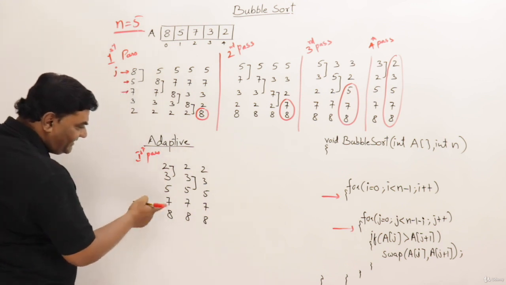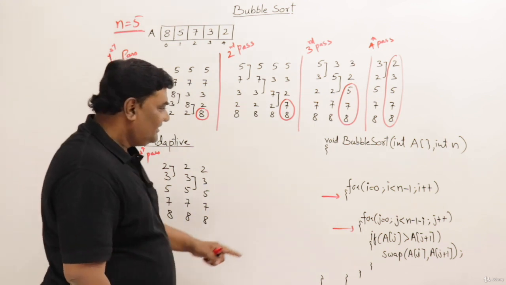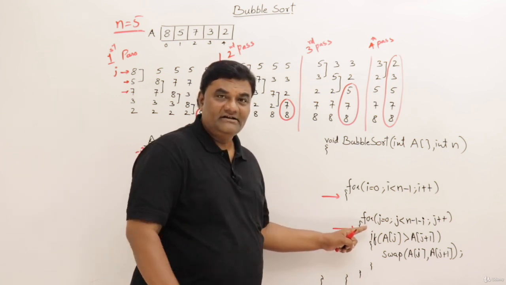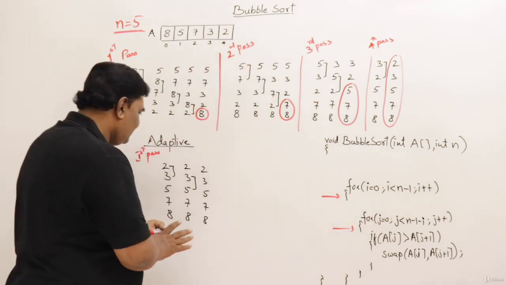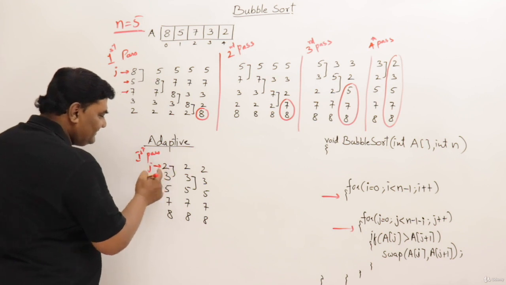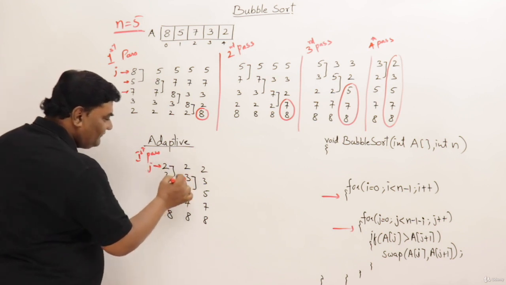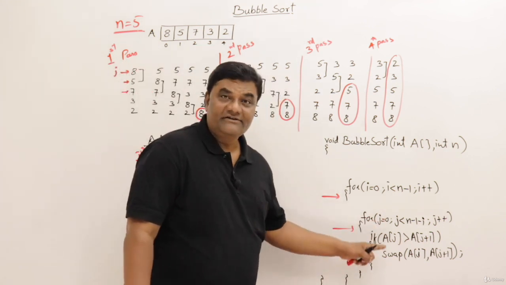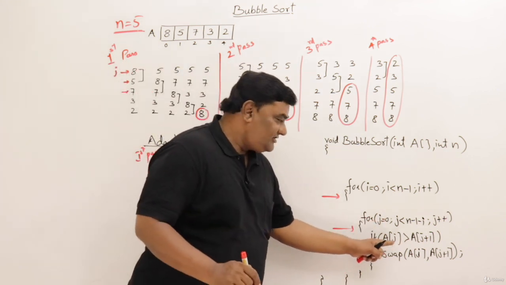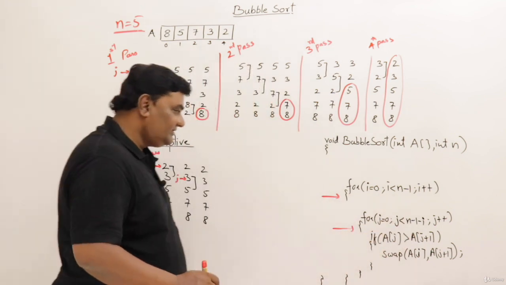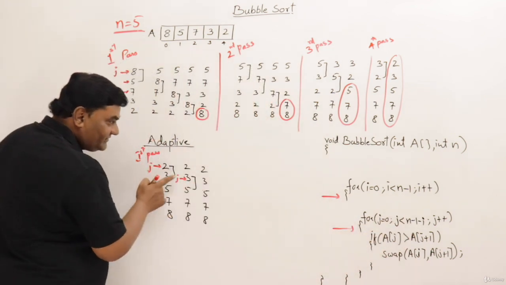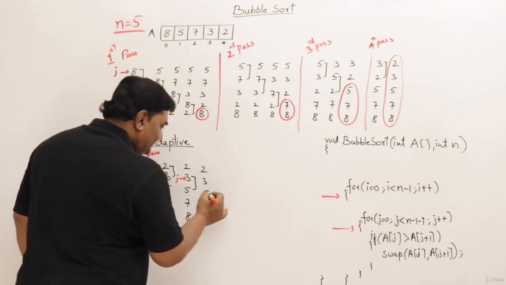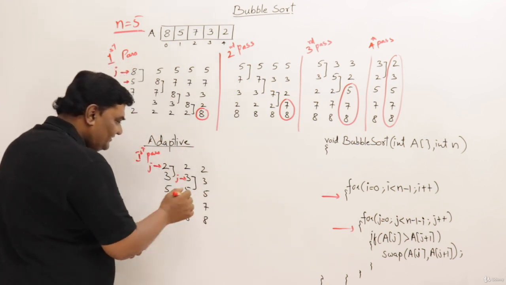Can you tell me where this comparison and swapping is happening, in the outer for loop or the inner for loop? Yes, it is happening inside the inner for loop. This is j, then j plus 1. The next time j was here, then j plus 1. So this is happening inside the inner for loop, and this condition is not true. This condition has failed. The first time the condition was false, the second time also the condition is false.